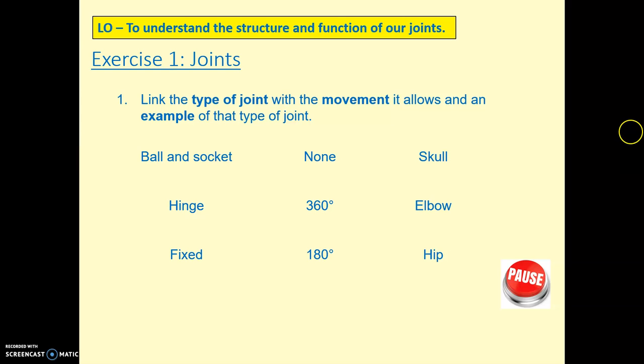Okay, so exercise 1, your first task is just to link the types of joint with the movement and the example of each joint. Now we haven't gone through this yet, so I just want to see what we do know, what we don't know, and see if we can link these. So ball and socket, hinge, fixed. What movement is it? And then can you give an example of them here?